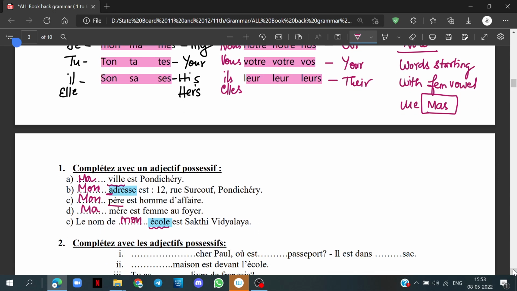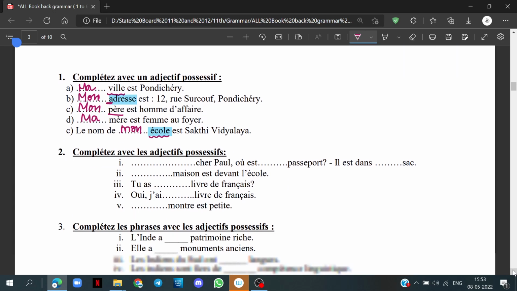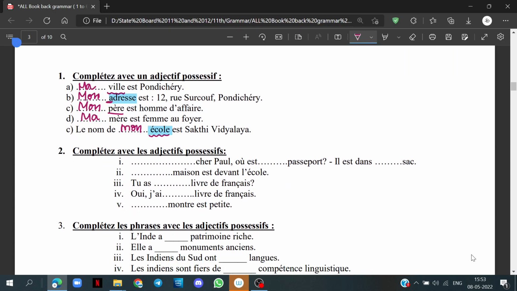So, this is the first exercise which has a lot of blanks there. First blank, there is no subject. So, we use anything, whichever you want. When you have the subject, you should be very careful. And here the first one is, Mon cher Paul, my dear Paul, where is your passport? It can also be, where is my passport? Doesn't matter. But it should be masculine because passport is masculine. So, my dear Paul, where is your passport?